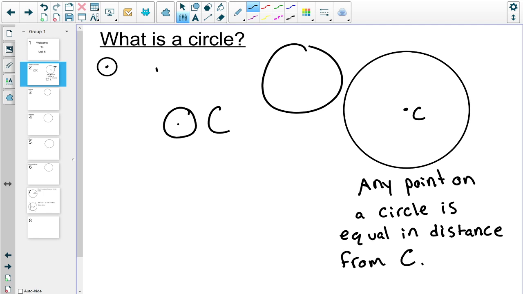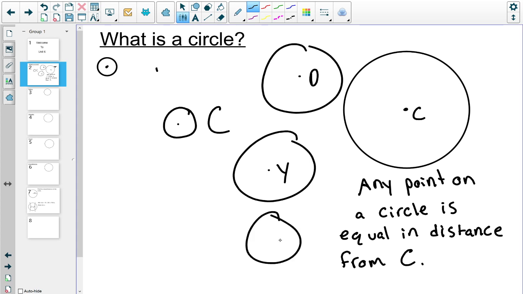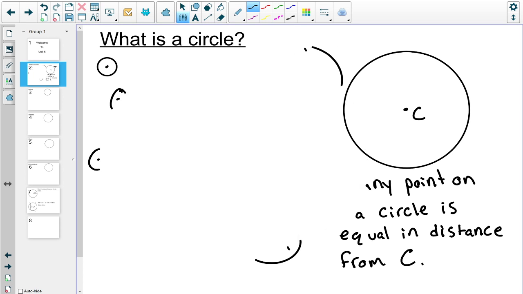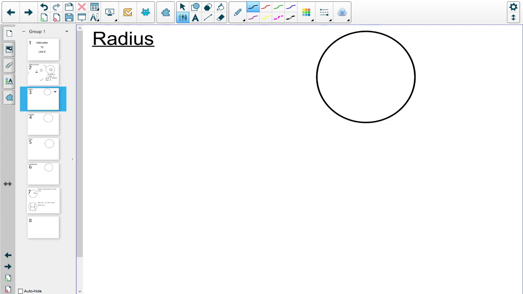If you have a bunch of circles, we'll call this one D, this one Y, and this one A. This one right here would be circle A, this one would be circle Y, and this one would be circle D. This is very important so that we know what exactly you're talking about. If you just said we're talking about the circle C, but you didn't notate it, I'm going to think you're talking about this point in specific, not the circle. So keep that notation in mind: a circle with a little dot in the middle of it.